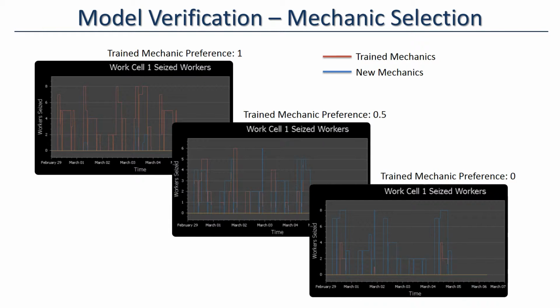We also want to make sure that we're selecting the right type of mechanics based on our user-defined preferences. So these are a plot of the mechanics seized by work cell 1, and we see that when we prefer all trained mechanics, we get mostly trained mechanics unless we hit the maximum of 8. If we prefer a 50-50 mix, we get a balanced mix between the two. And if we prefer all new mechanics, we mostly get the new mechanics when we're selecting.